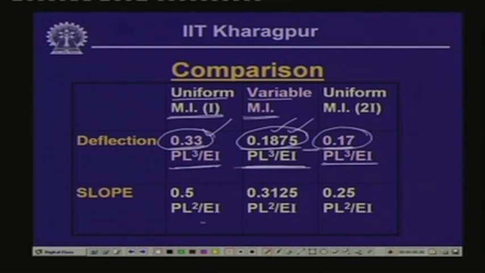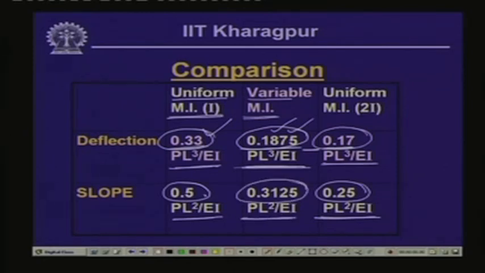Also, if you look at the value of the slope, in the uniform case we get 0.5 PL square by EI. For constant 2I, we get half of that, 0.25. When we have 50% as 2I, we get 0.3125. That means from 0.5 it is reduced to 0.3125, and from 0.3125 to 0.25, the reduction is not to that extent.